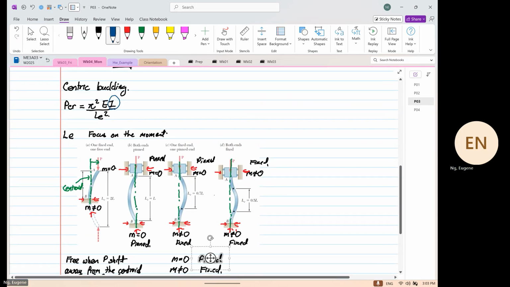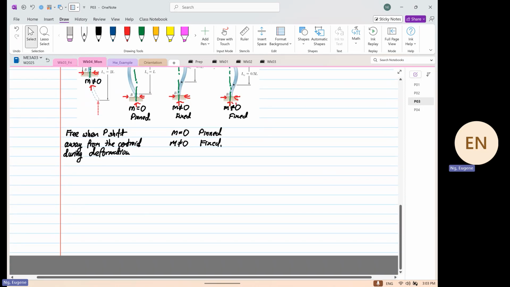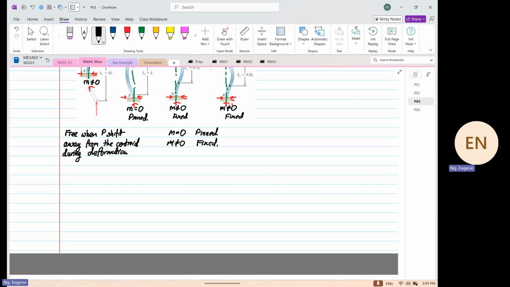I. Now I is a bit complex. I repeat again, I is a bit complex. What do I mean by complex? So now you draw a generic structure. You sketch out a generic member. So this is your generic structure.